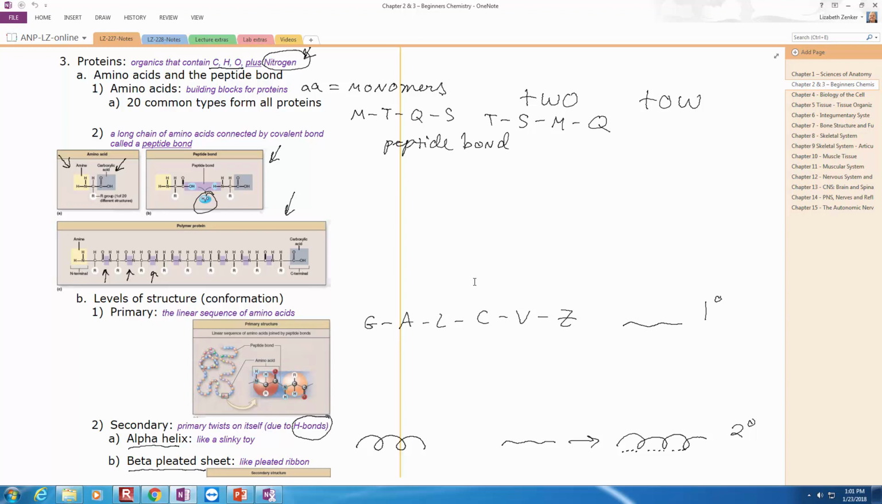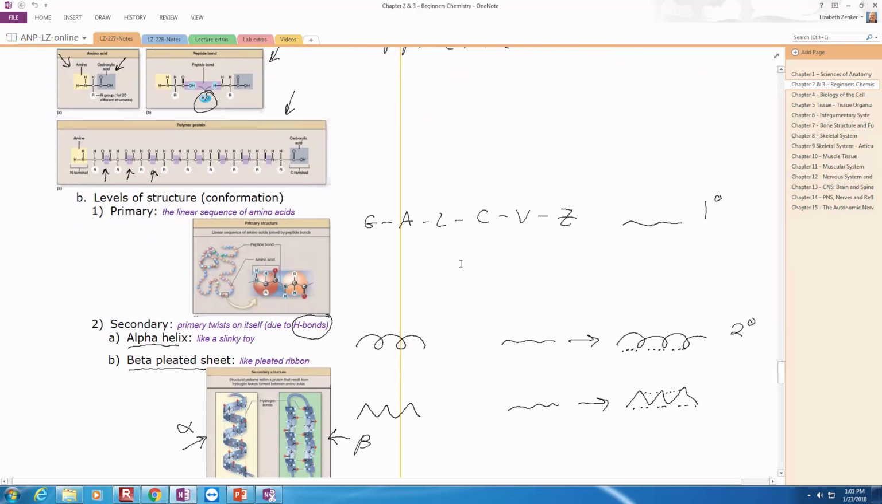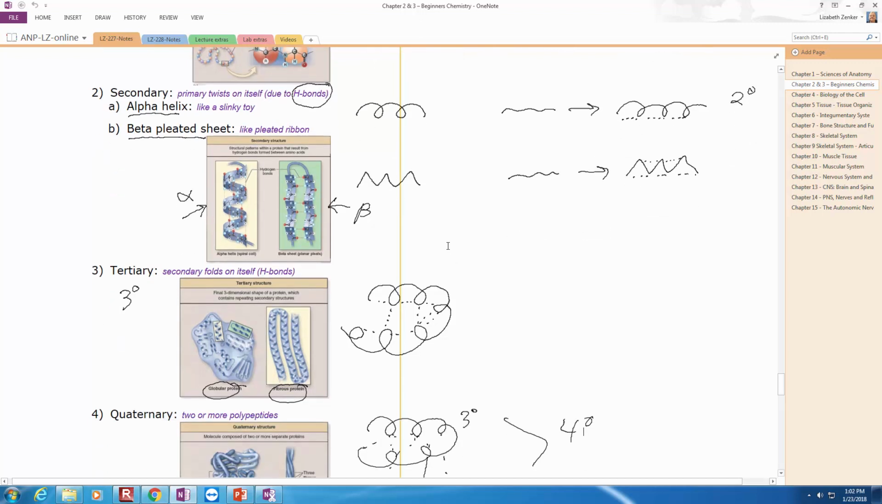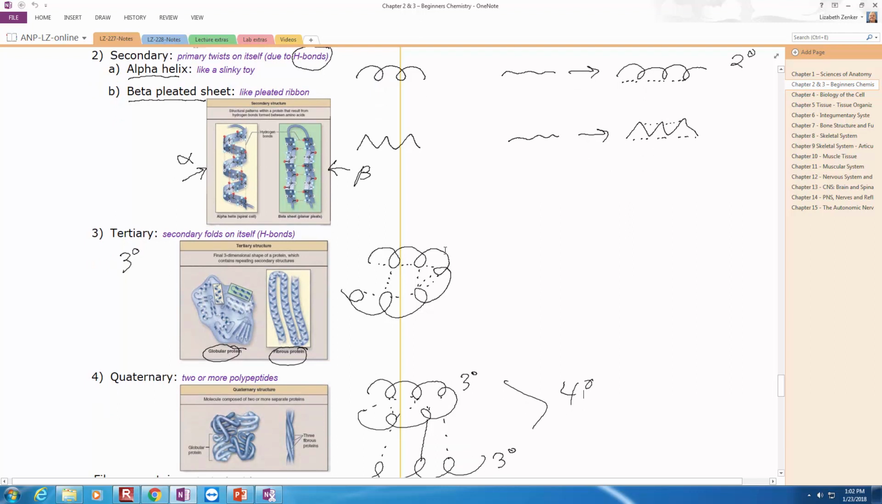Secondary structure was called what? We had two conformations, two shapes: an alpha helix and a beta pleated sheet. Okay? Those are due to what? So this primary sequence folds up on itself either as an alpha helix like a slinky, or a kind of, you know, triangle, beta pleated sheet shape. And that's all due to hydrogen bonds. Okay? Then we said it folds up even more.